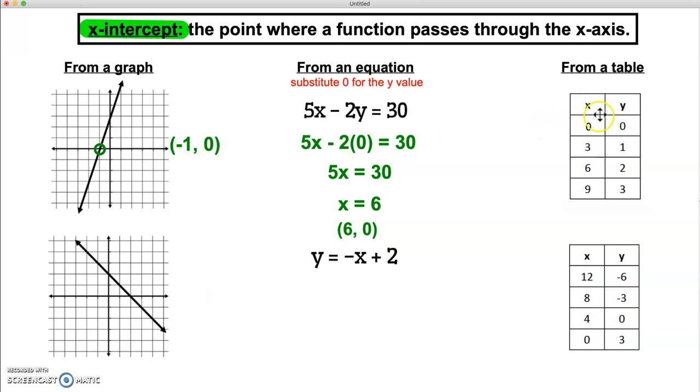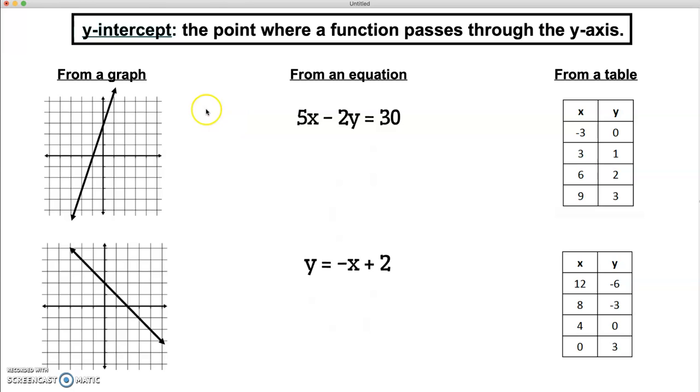In a table of values, we look for where that y value is 0. So the y value is 0 here. So this is our x-intercept. These three examples I want you to do on your own from this graph, equation, and table.